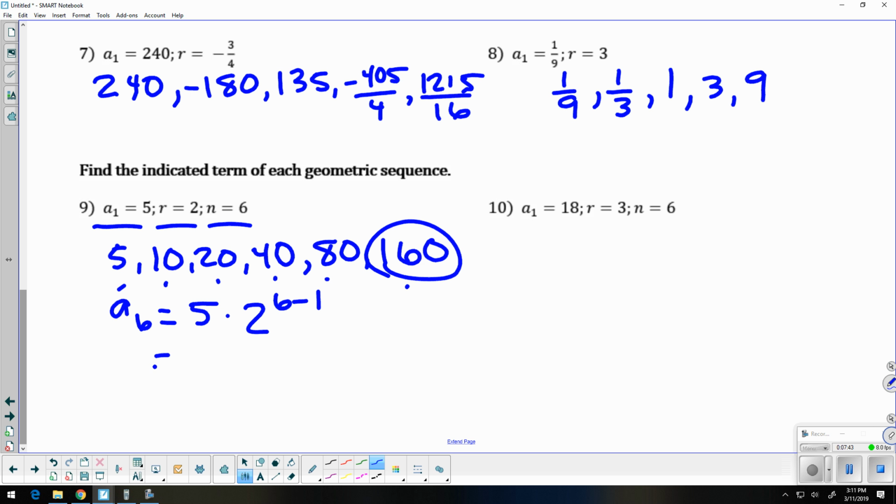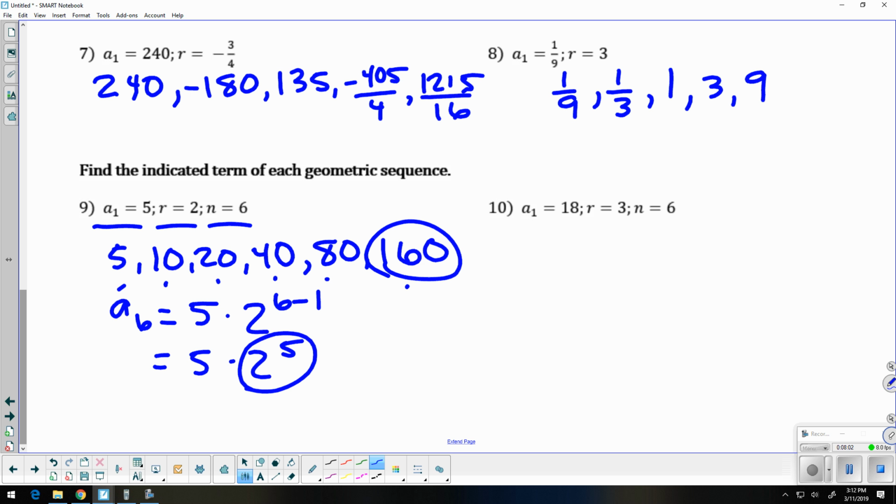So working this out now, order of operations, I'm just going to change my exponent. That's just 2 to the 5th power. But again, order of operations, you want to do your exponent before you multiply. That's always a common mistake we see. A lot of people want to do 5 times 2, which is 10, and then raise 10 to the 5th power. Well, that's going to be way too big.